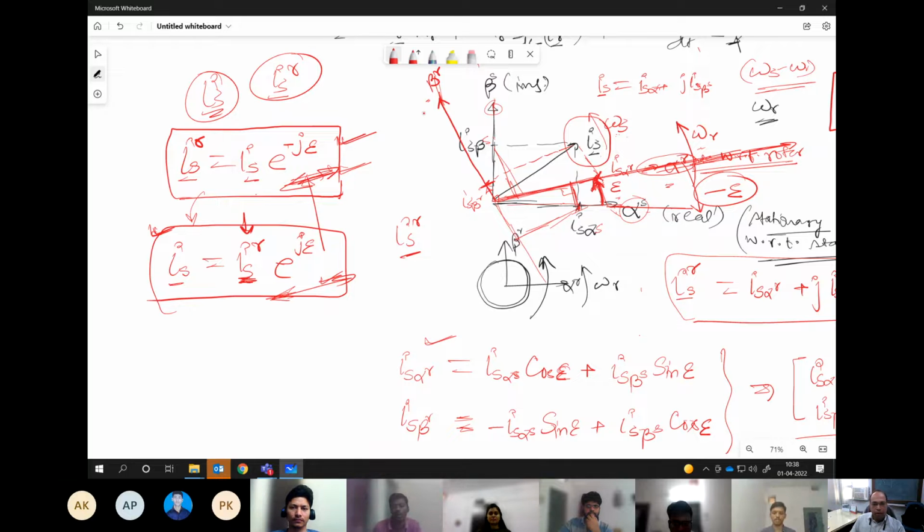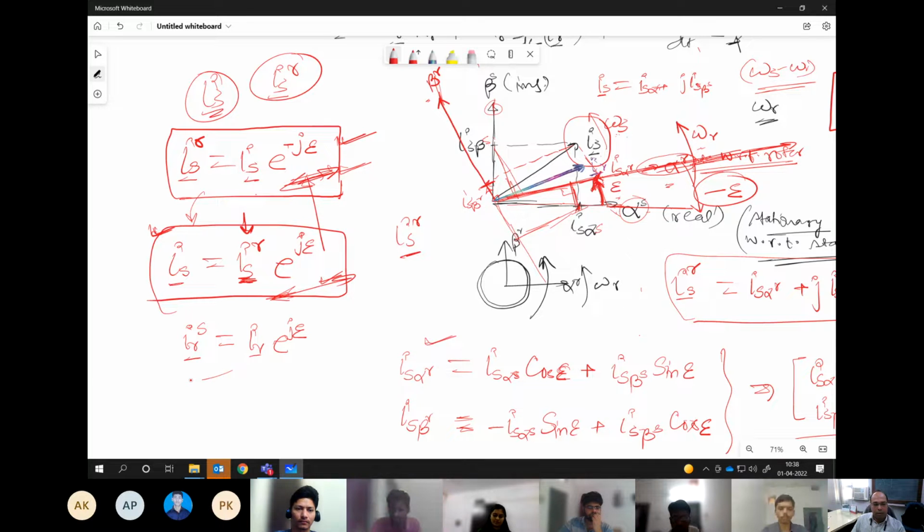Now we know the vector IR. Let's say IR is here. So IR is expressed in which reference frame? Rotor reference. Yes, in its native reference frame, which is rotor reference frame. So if I have to express IR in stator reference frame, what I will write? IR e to the power plus j epsilon.